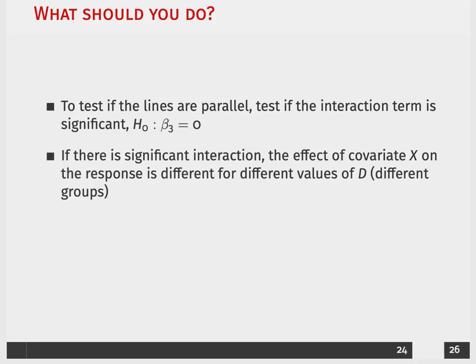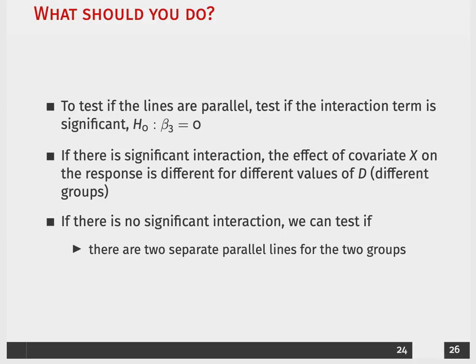And if there is a significant interaction, then the effect of our covariate X, in this case grants in the previous example, on the response, salaries, is different for different values of our D, our group, so for rank. And we were unable to reject the null hypothesis that our beta 3 was in fact equal to 0. Now, if there is no significant interaction, then we can test if there are two separate parallel lines for the groups, or if one is sufficient to describe the data.